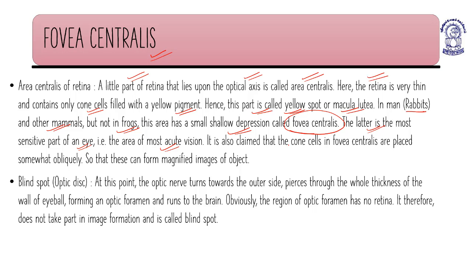It is also claimed that cone cells in the fovea centralis are placed somewhat obliquely so that they can form magnified images of the object. Okay, the blind spot we have already discussed.